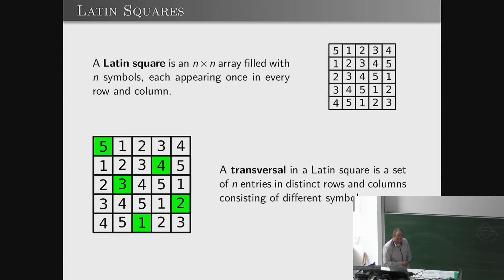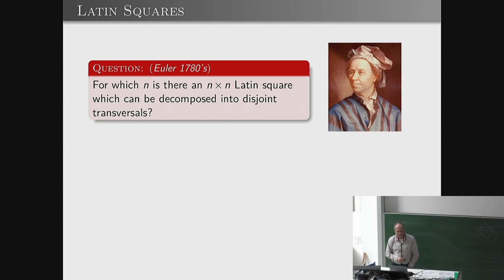Actually, what Euler asked in 1780 is for which n you can have an n by n Latin square that has the property that it can be decomposed into n transversals, right? There are n squared entries in total, every transversal has n, and all the numbers appear n times. So potentially it's possible. Can you do it?